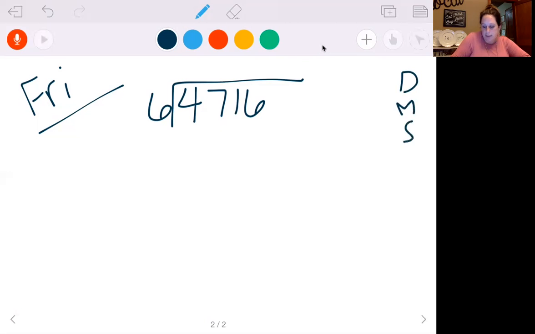Divide, multiply, subtract, bring down. I'm going to look at 6. 6 cannot go into 4. When I multiply 6 times 1, I get 6, which is greater than 4, so it's not going to work. So let's look at 47. In my head, I'm going to think 6 times what gives me 47? Let's start with 6 times 5. That gives me 30. Not high enough.